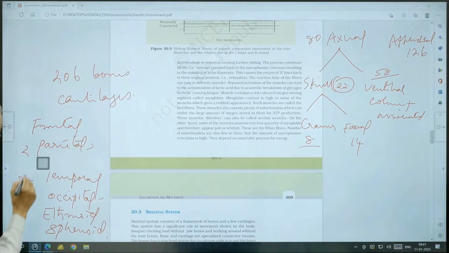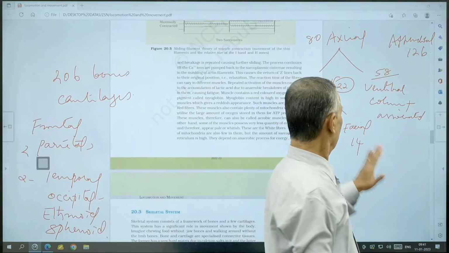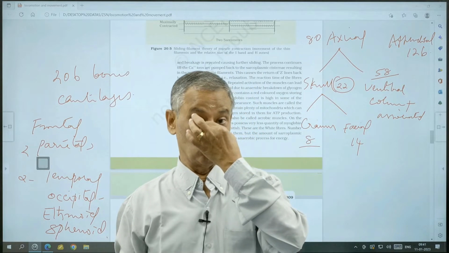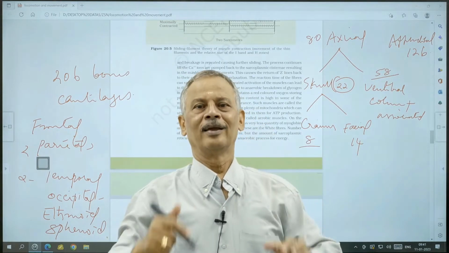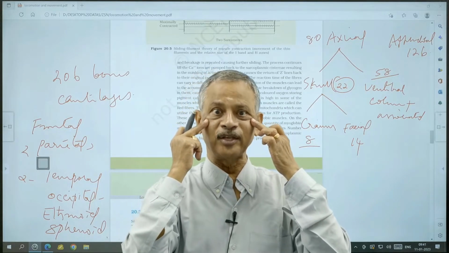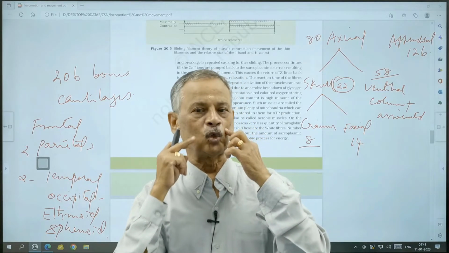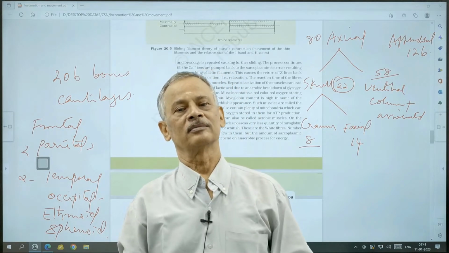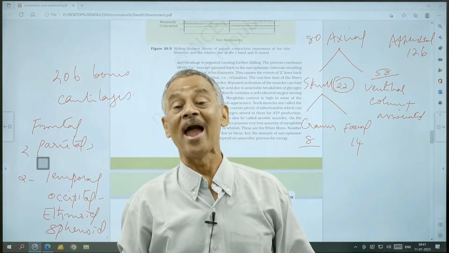So these are the 8 bones present in the cranium. In facial, you are having nasals, 2, internal conchae, 2, lacrimals, 2, zygomatic, 2, upper jaw, maxilla, 2, a single vomer, and a single lower jaw bone, mandible.